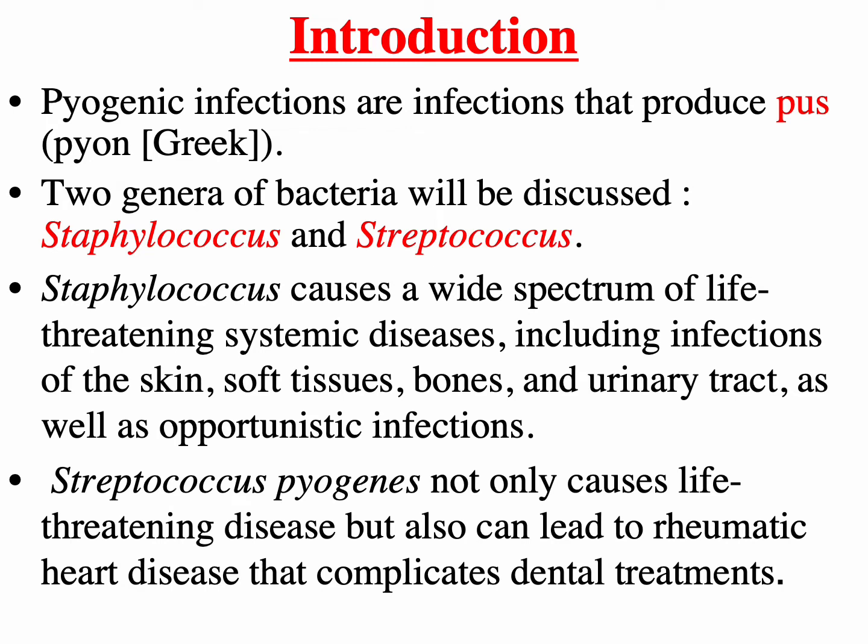disease. Streptococcus is a large group of organisms, but we only focus on Streptococcus pyogenes, because this organism causes life-threatening disease. As we learned last lecture, it causes strep throat and scarlet fever, and then it can lead to rheumatic heart disease that can complicate dental treatments.